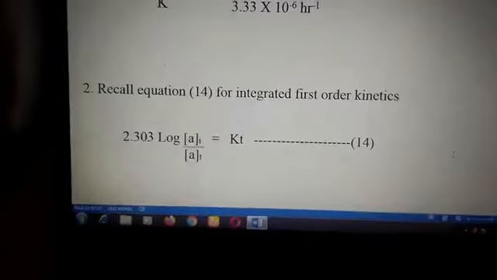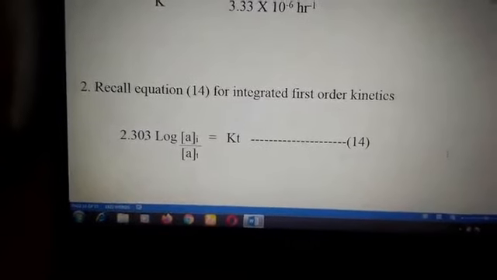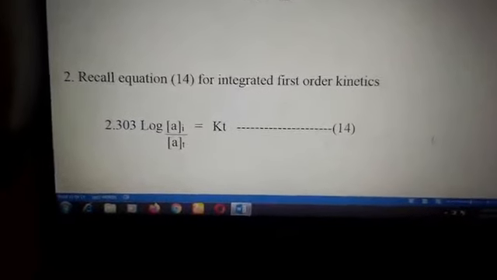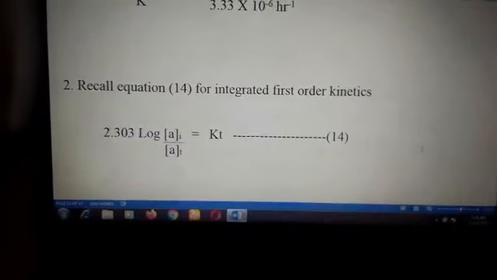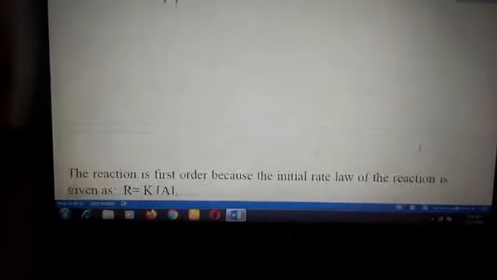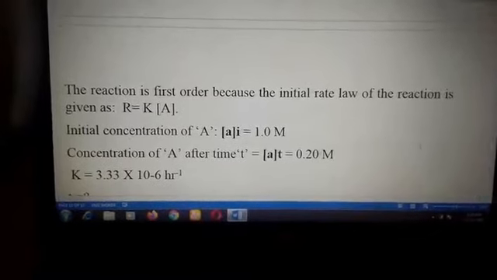2.303 log of A initial concentration over At equals kt. So we substitute. Our Ai is the initial concentration, which is given to us in the question. So let's go on. Let's follow the same pace.